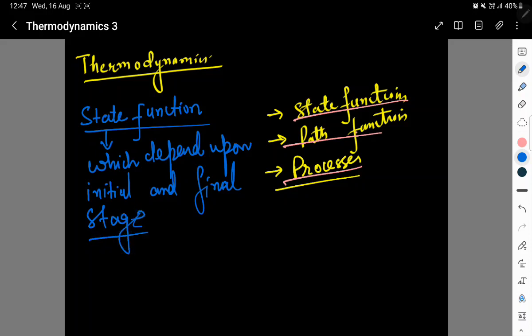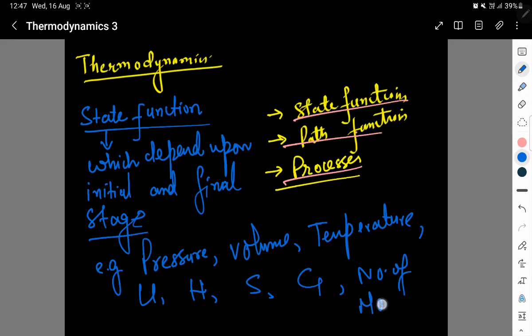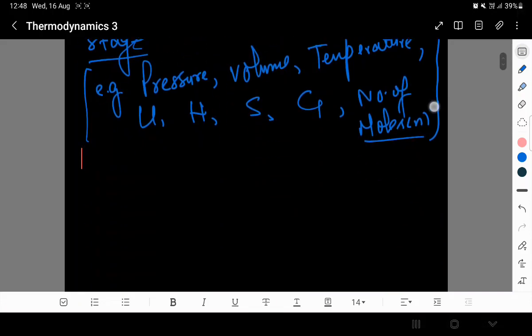They do not depend upon the path followed. For example, pressure, volume, temperature, internal energy U, enthalpy H, entropy S, Gibbs free energy G, number of moles denoted by small n. These all are state functions. They depend upon initial and final stages, right.